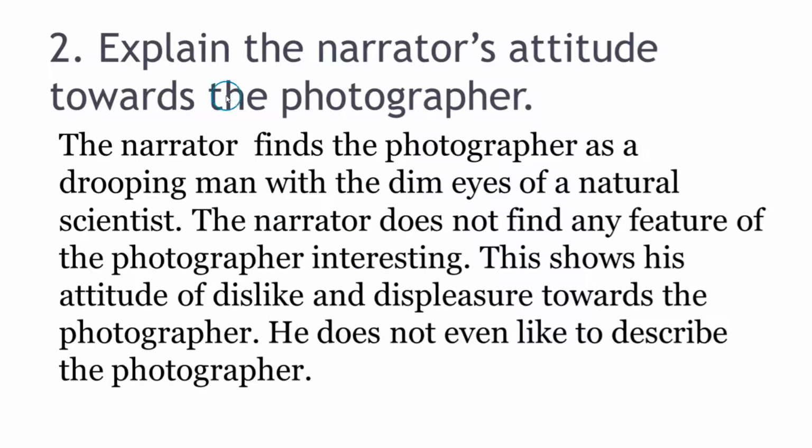Next question. Explain the narrator's attitude towards the photographer. The narrator finds the photographer as a drooping man with the dim eyes of a natural scientist. The narrator does not find any features of the photographer interesting. This shows his attitude of dislike and displeasure towards the photographer. He does not even like to describe the photographer.